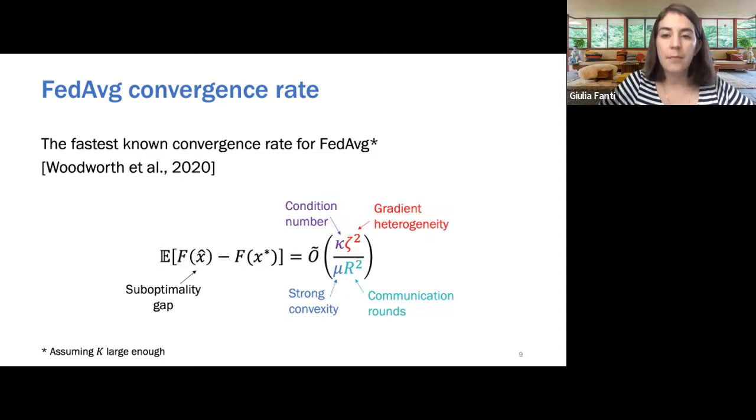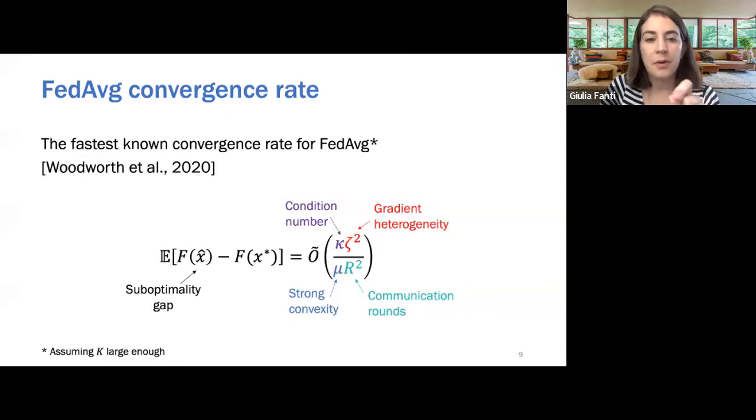So I want to point out two things about this expression. The first one is that it scales with heterogeneity zeta. So in other words, as our problem gets more homogeneous, so zeta gets smaller and smaller, FedAvg is able to take advantage of low heterogeneity to have a lower round complexity.